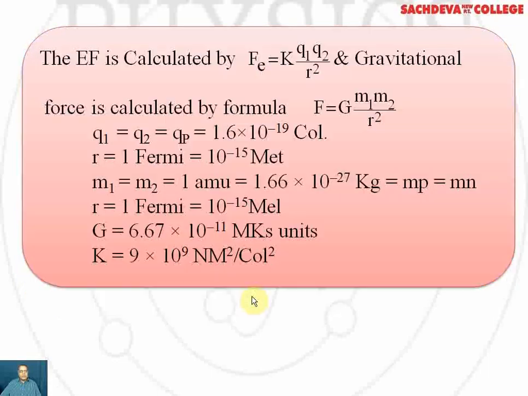Electrical force can be calculated by the formula K Q1 Q2 by R square, and gravitational force by F is equal to G M1 M2 by R square. In the electrical equation, Q1 and Q2 will be the charges of protons. Suppose that we are interested to find the force between two protons within the nucleus. So Q1 and Q2 are replaced by QP, whereas in the formula of gravitation, M1 and M2 are replaced by MP and Mn. MP means the mass of proton and Mn means the mass of neutron. If R is taken as 1 Fermi, 10 to the power minus 15 meters, G is 6.67 into 10 to the power minus 11 MKS units, and K is 9 into 10 to the power 9 Newton meter square per Coulomb square.